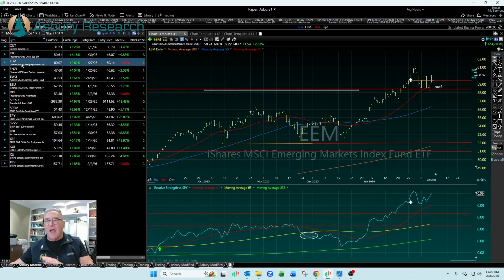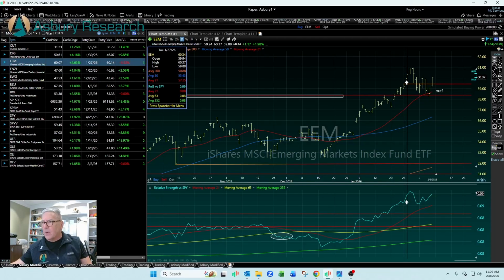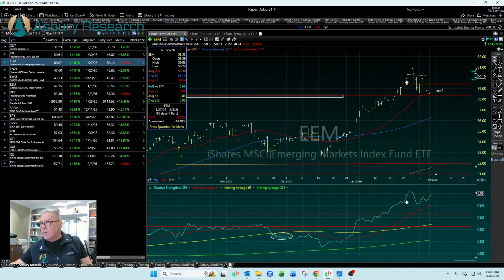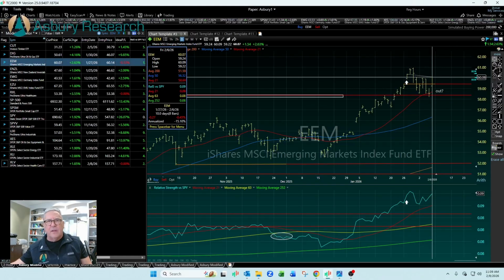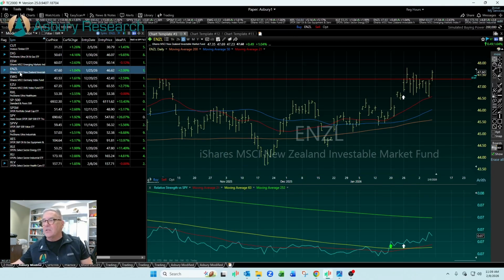Okay, this is EEM. This comes back from ETF Ideas. You can see we bought it here on the white arrows on 1/27, and we're still in that trade. We've got a small loss of less than 1%, 0.4%, 0.5%, and here's its relative performance versus the S&P.